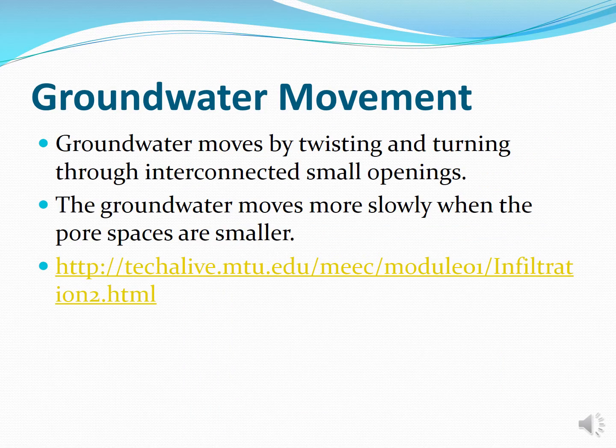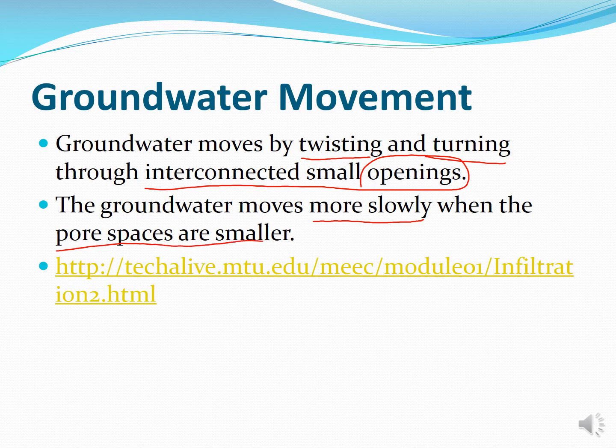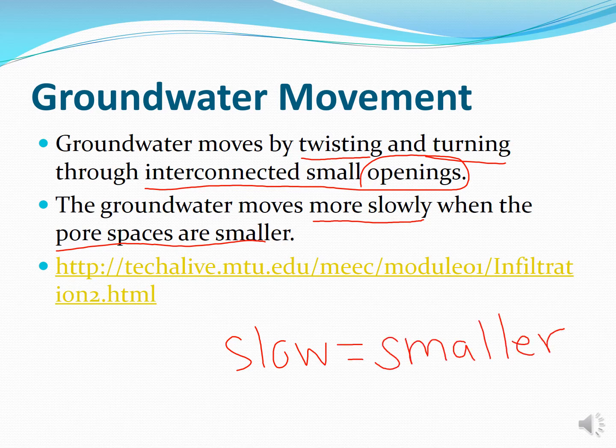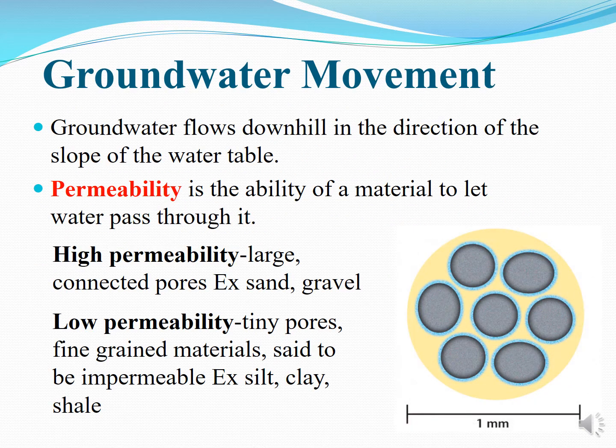Groundwater movement. Now, groundwater moves by twisting and turning through interconnected small openings. The groundwater moves more slowly when the pores are smaller. So, slow when it's smaller. Groundwater movement. Groundwater flows downhill in the direction of the water table. Downhill.